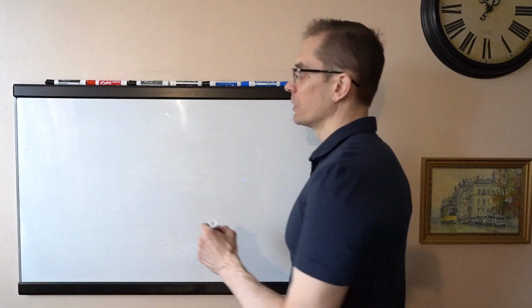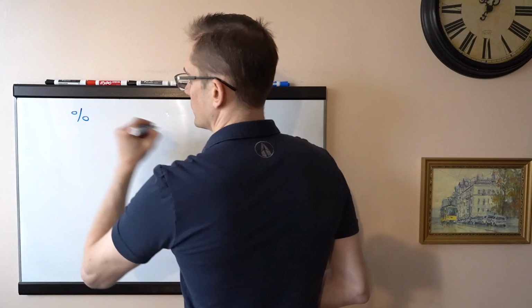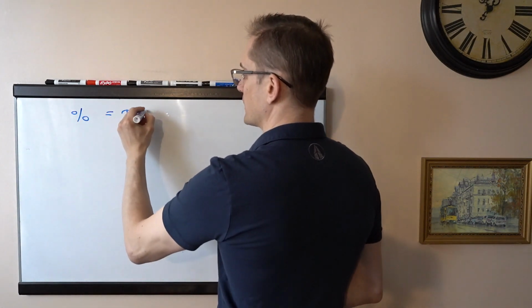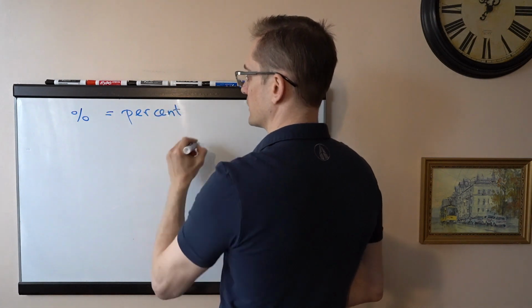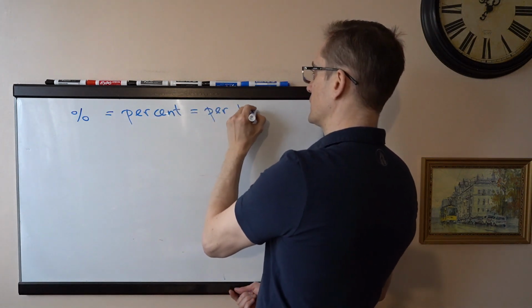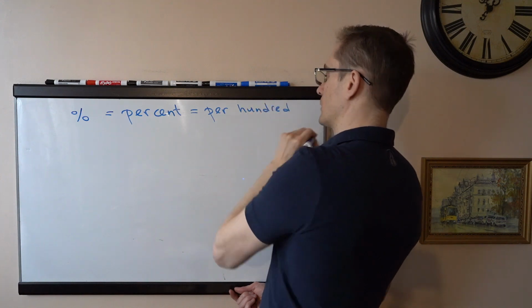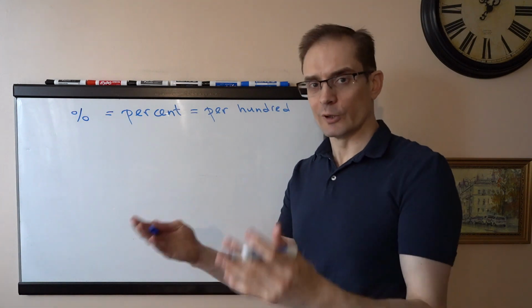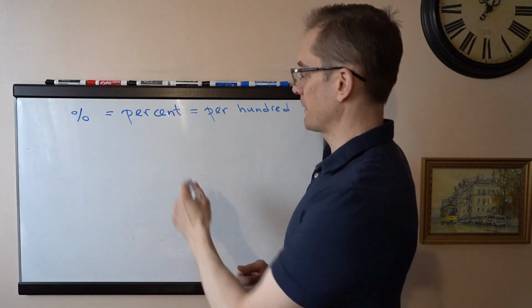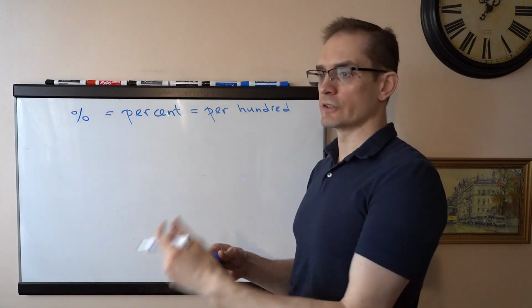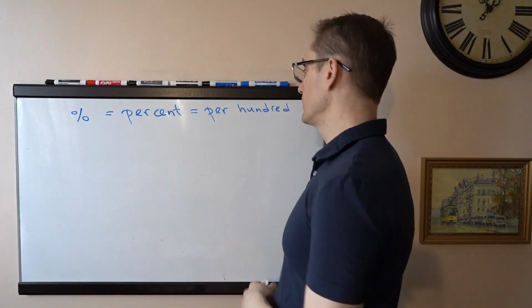So first building block is, of course, percent. Percent, symbol percent is the same as the word percent. And the word percent is the same as per hundred. So the word per means for each, and hundred means 100. So in English we have the word century, for example, which is 100 years, because cent means 100.